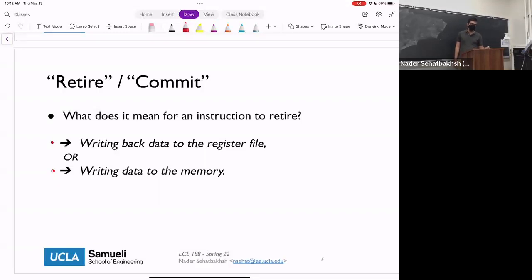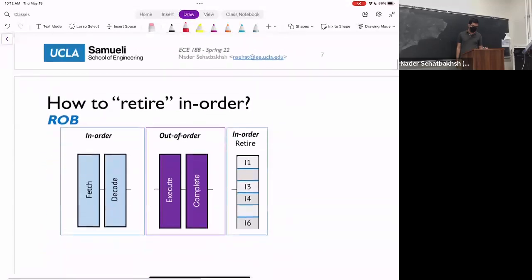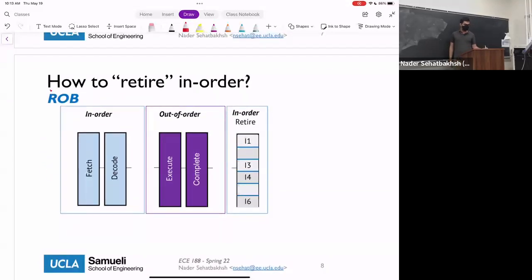So when we say some instruction is retired, it means that we actually write back the results into some sort of memory, either a register file or memory. During completion, we don't do that. We just write the results in some sort of temporary buffer. When the instruction is clear to be retired, that's when we actually do these two actions. So how do we do that? We introduce an additional buffer at the end of our pipeline, and we call it the ROB, or reorder buffer.